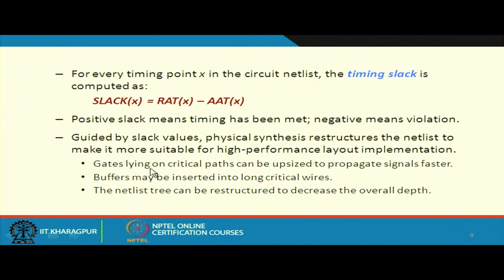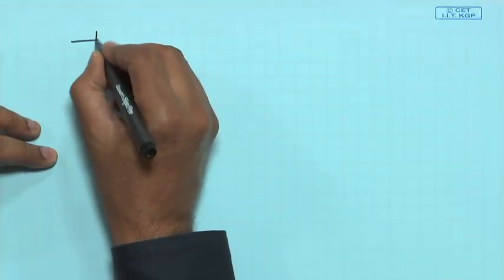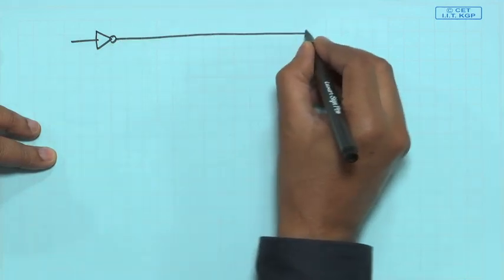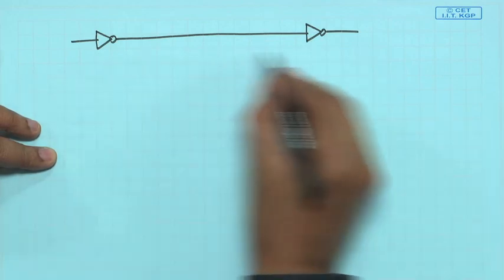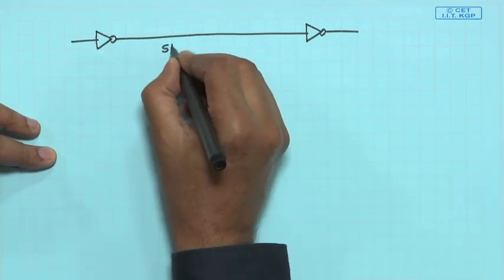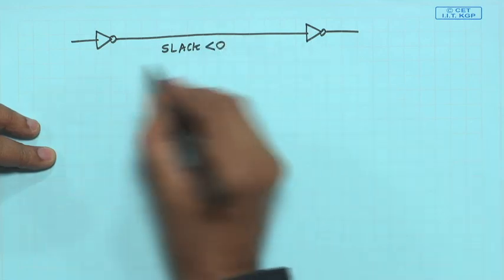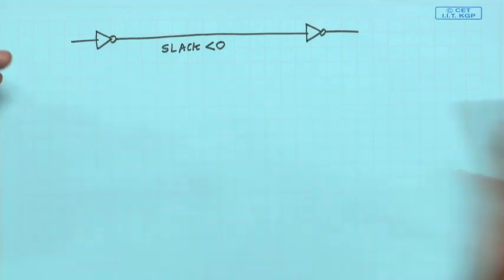The first technique mentioned here is that gates lying on the critical path can be upsized to propagate signals faster. So, what I mean is something like this. Let us say there is a gate here, say an inverter, there is another gate here. Suppose this is the path which is creating the problem, for which the slack value is negative. So, we are trying to reduce the delay of this path. So, how can we do this?